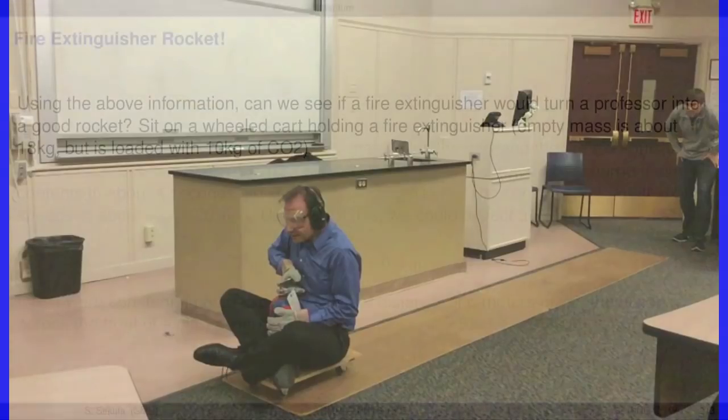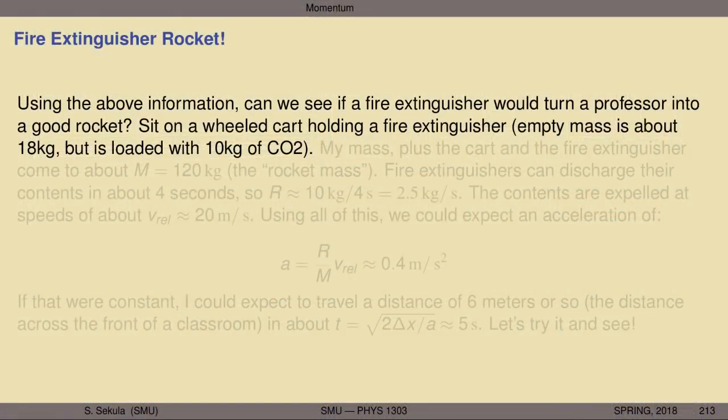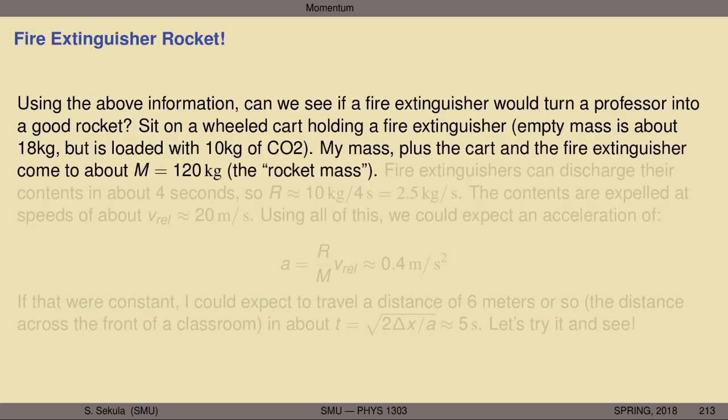Now, the empty mass of a fire extinguisher is about 18 kilograms or so. But a fully loaded fire extinguisher has about 10 kilograms of compressed carbon dioxide in it. So we have about a 28 kilogram fire extinguisher. If you add the mass of the cart and my mass and the mass of the fully loaded fire extinguisher together, that's the mass of our rocket. That's big M. And that comes out to be about 120 kilograms or thereabouts. So there's our big M: fire extinguisher, including its fuel, and me, and the cart, 120 kilograms.